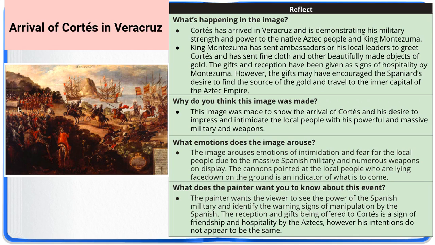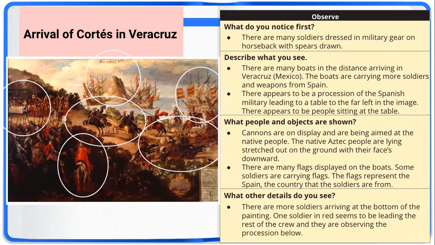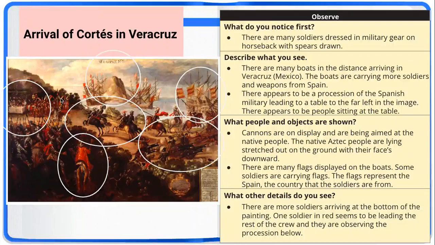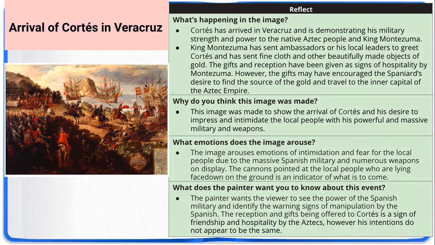He sent with him some fine cloth and other beautifully made objects of gold, which we can see in this left corner. If we go back to the very beginning, you can see over here that it looks like there's cloth or maybe some gifts being presented at this dinner table at the end of the procession. The gifts and the reception have been given as signs of hospitality by Montezuma to Cortés.